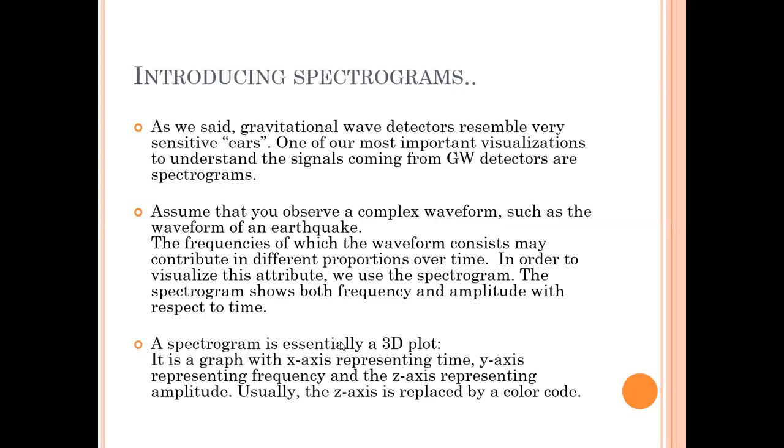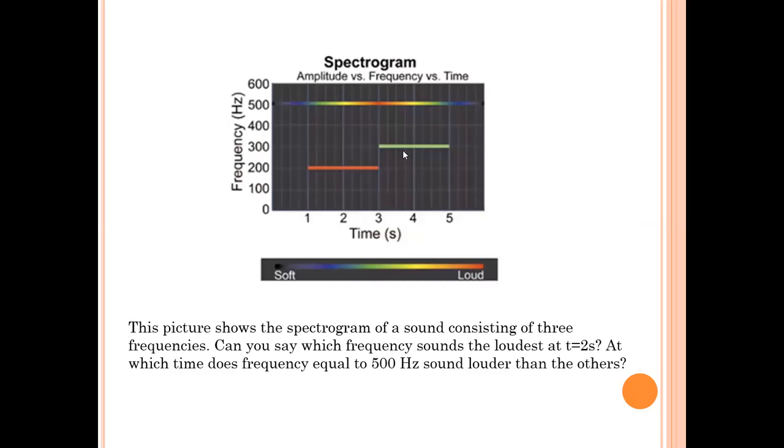As we said, gravitational wave detectors resemble very sensitive ears. And the very important visualization to understand the signal coming from this detector is a spectrogram. It is actually a 3D plot. And this is how we will make our curriculum connection with sound. So, when a sound comes in, you will see it in an interactive fashion in a moment. You usually see the waveform of sound, okay? Which means that it is a plot in which in the y-axis we have pressure or decibels or displacement, and in the x-axis we have time.